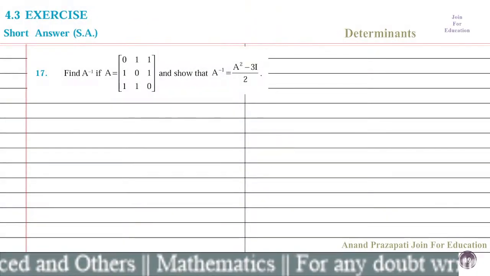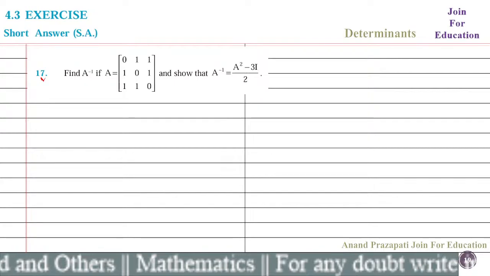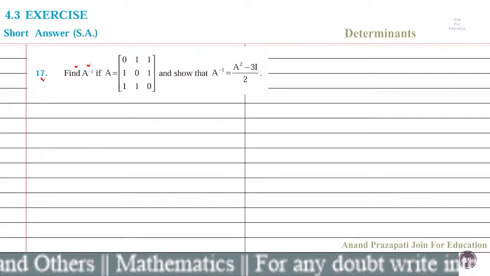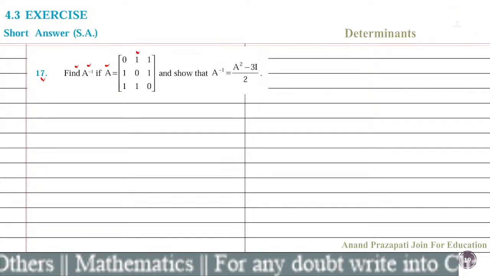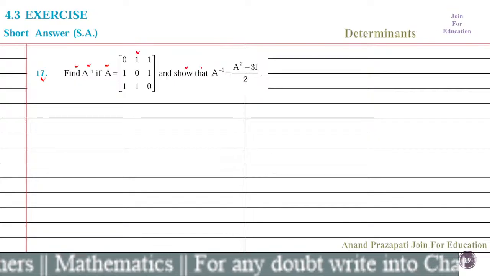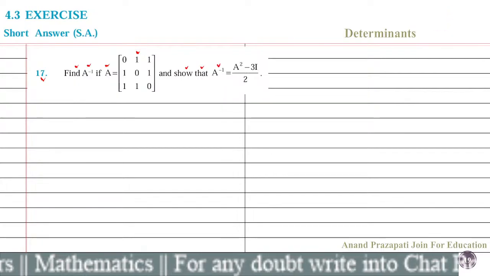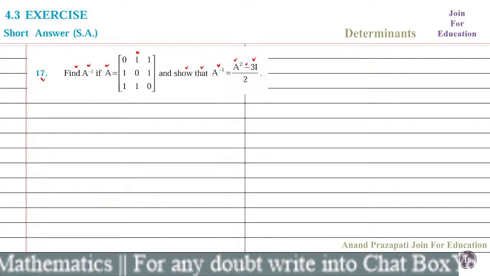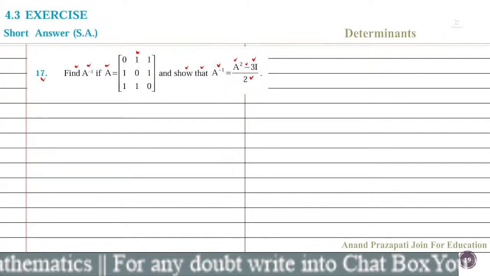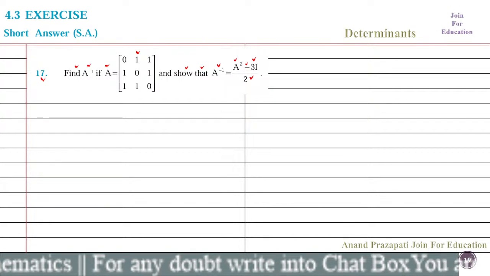Let's see the solution of question number 17. In this question, ask us find inverse A if matrix A is given, and also ask us show that inverse A equal to A square minus 3I by 2. This is very easy question. Let's see the solution of this question.